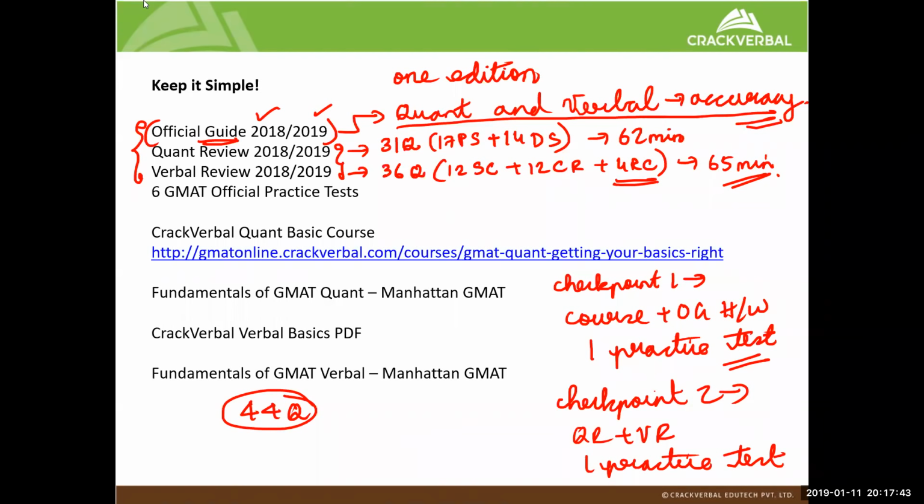Gave GMAT twice last year, got 600. Okay, Pradeep, we'll come to this specific query towards the end. You can ask me this question specifically because I need to speak about things specific to you.